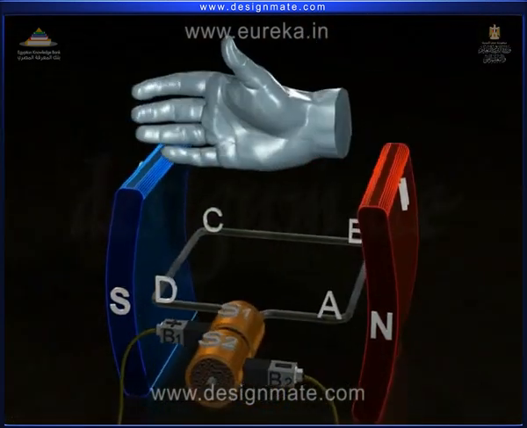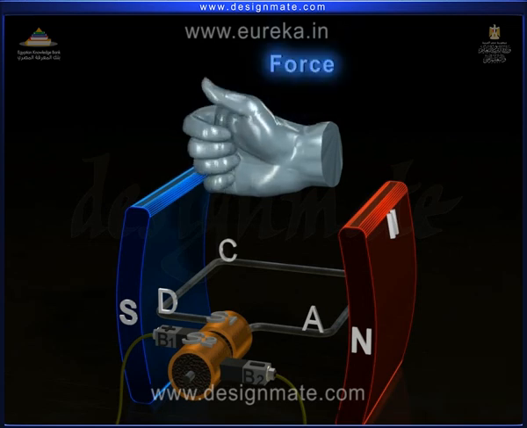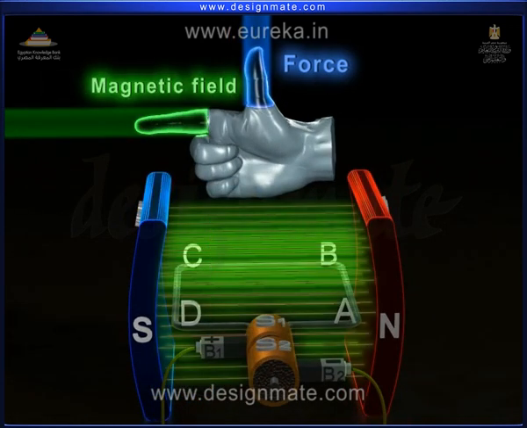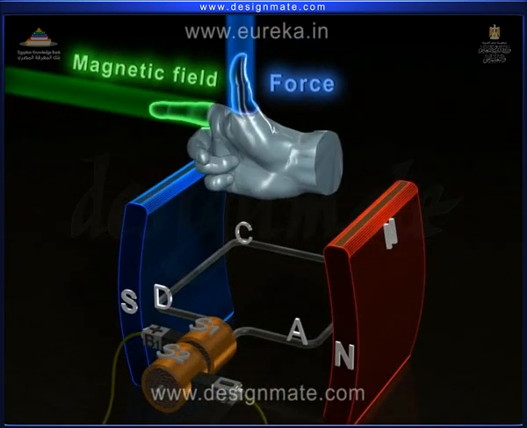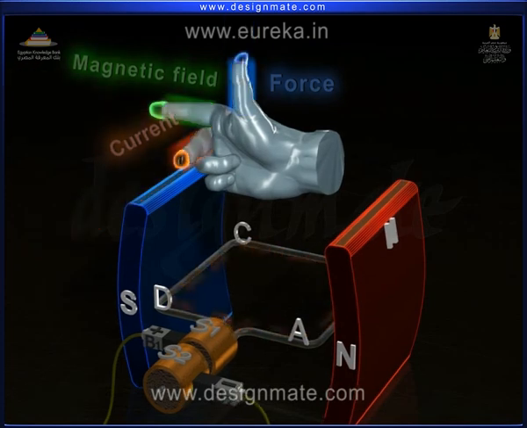By Fleming's right-hand rule, we can find the direction of the current in the arm CD. The thumb coincides with the direction of motion, that is, upwards. The first finger shows the direction of the magnetic field, so the second finger shows us the direction of the current, that is, from C to D.